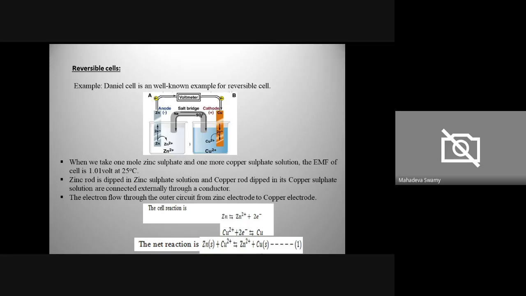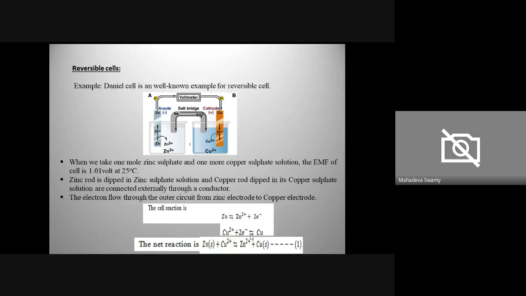The net reaction in the Daniel cell is Zn plus Cu2+ gives Zn2+ plus Cu, with a very important arrow mark. The arrow mark tells us it is reversible: one direction is forward and another is backward. So it is a reversible process, or a reversible cell. Both the anode reaction and the cathode reaction are also reversible.